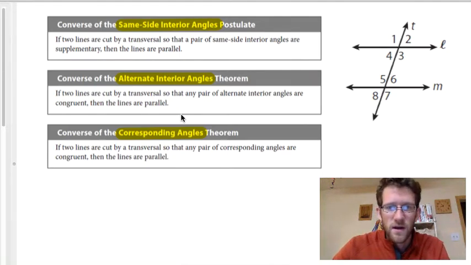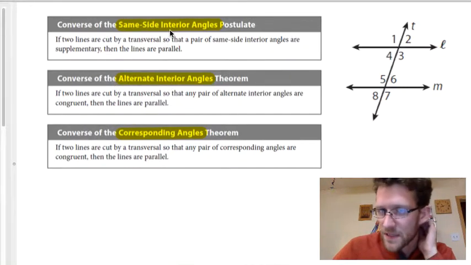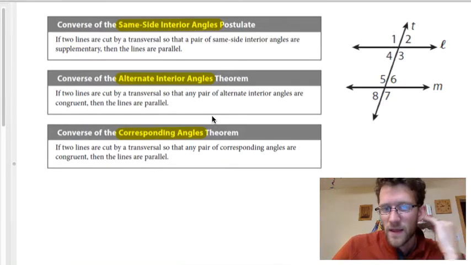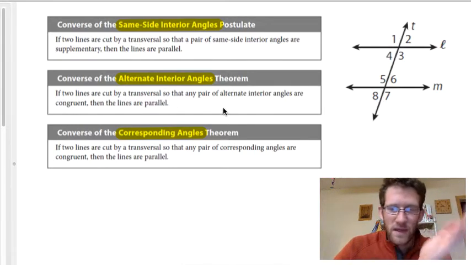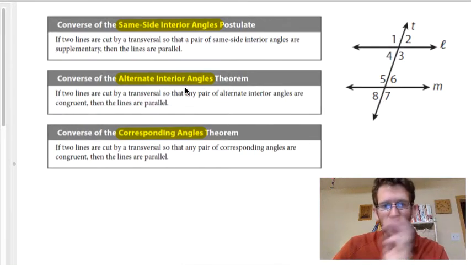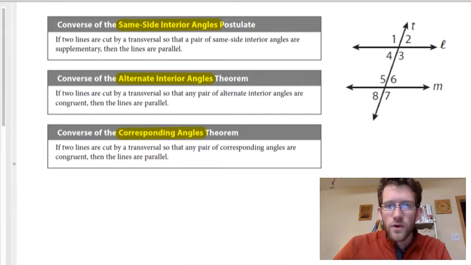So the first is the converse of the same side interior angle postulate, the converse of the alternate interior angles theorem, and the converse of the corresponding angles theorem. If you can remember the same side interior angle postulate, the alternate interior angles theorem, and the corresponding angles theorem, then you've got these made, because all you have to do is just make the converse of them. You switch the if-then part.